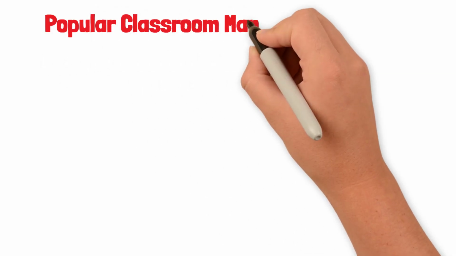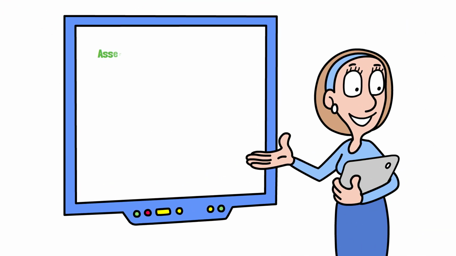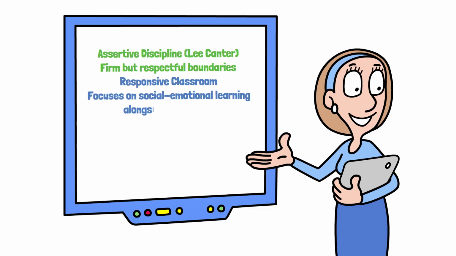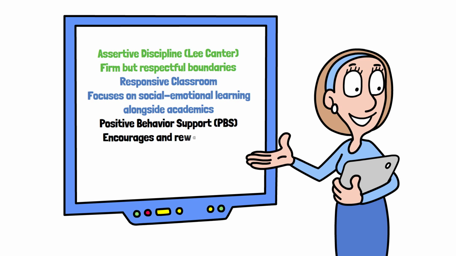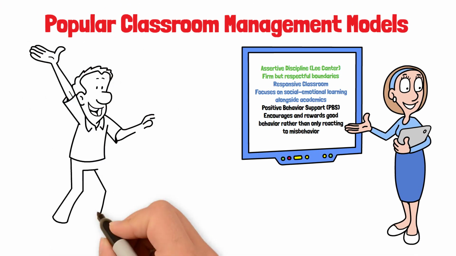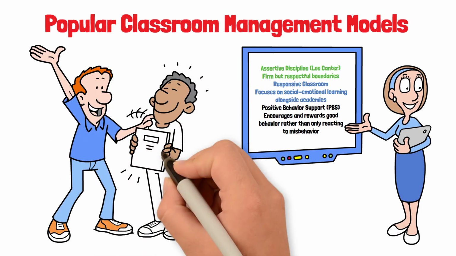Popular classroom management models. Teachers around the world use different models like assertive discipline, firm but respectful boundaries. Responsive classroom focuses on social-emotional learning alongside academics. Positive behavior support, PBS, encourages and rewards good behavior rather than only reacting to misbehavior. Modern approaches lean toward positive reinforcement, student voice, and restorative practices, moving away from old-school punishment.